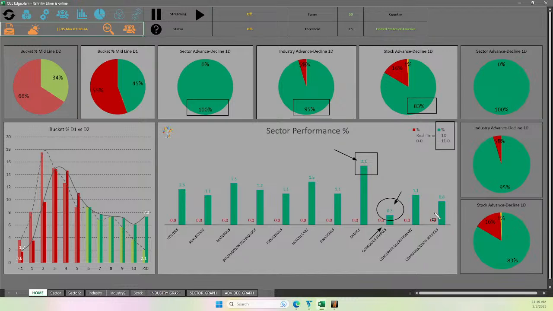And I can see communication services was also up by less than 1%. You can say it's a mixture of defensive and non-defensive. Facebook is, I think, in communication services now, whereas AT&T is also there, Verizon is also there. So maybe it is more defensive than non-defensive. All the other sectors went up by more than 1%, and energy is the only one that went up by more than 2%. So it makes sense to look for energy stocks.